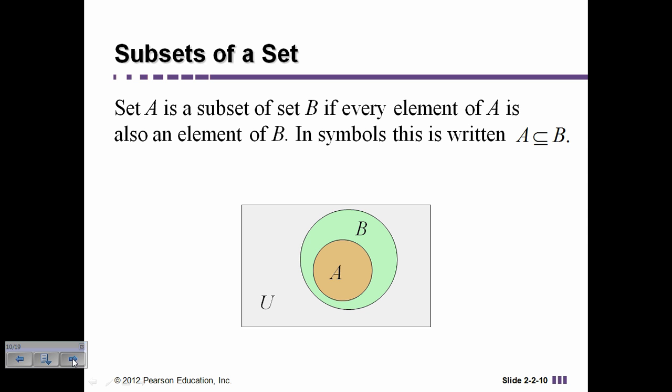Set A is a subset of B if every element of A is also an element of B. The symbol for subset is the C with the line underneath. In this case, that means every element of A is also an element of B, but that could mean that there are elements in B that are not in A.